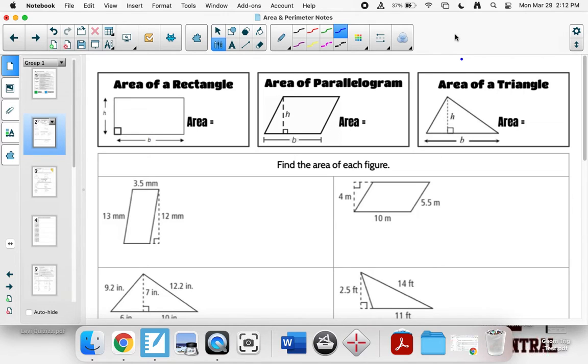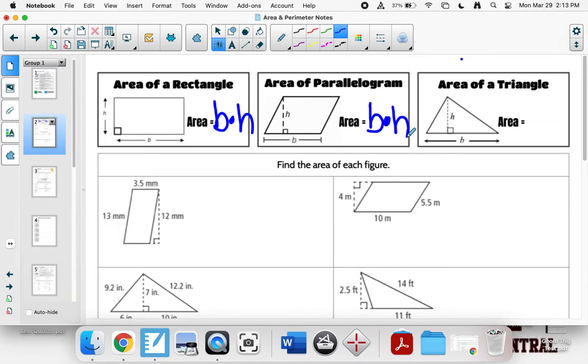And perimeter, day one, we got 3 shapes going on: rectangle, parallelogram, triangle. Hopefully, by this point, we know how to find the area of a rectangle. Length times width. In this case, we have B's and H's, so we're gonna go base times height. Interestingly enough, the area of a parallelogram is also base times height. Ooh, sweet. Isn't that fun?